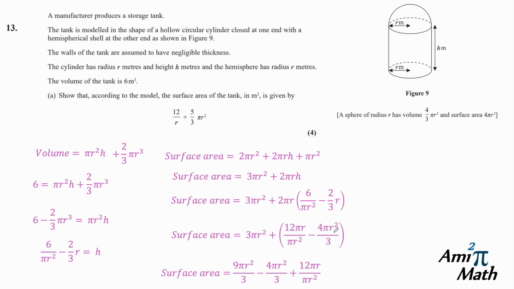over pi r squared. And that simplifies into 5 pi r squared over 3 plus 12 pi r over pi r squared. Now we can see that the r here and the r here cancel out, and the pi and pi here cancel out. So you're left with 5 over 3 pi r squared plus 12 over r, which is this equation here.